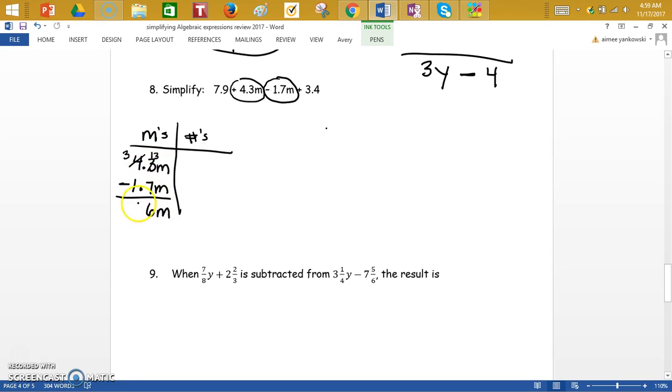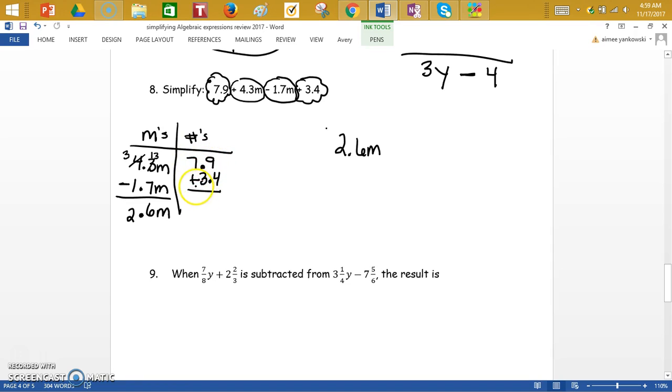Don't lose your m. Drag down that decimal point. You lined those right up. 3 minus 1 is 2. 2.6m. So for my m's, when I combine them, I get 2.6m. Now my numbers, my constants. I'm going to combine my constants. I have 7.9 and a positive 3.4.